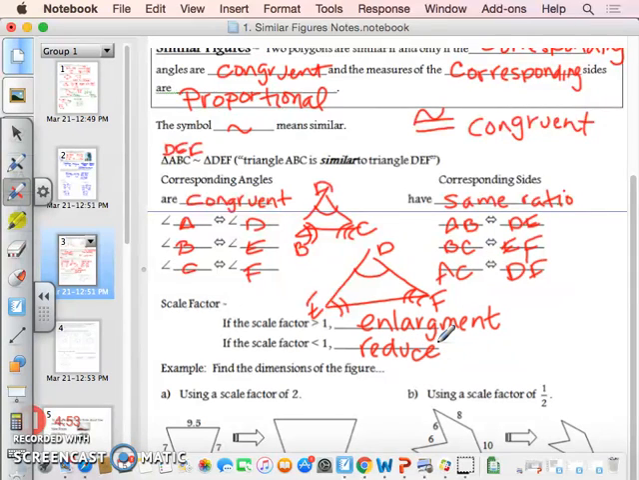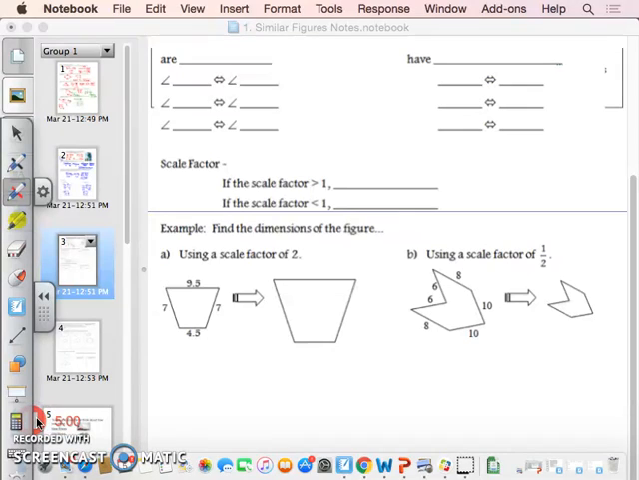Okay? So let's look at some examples here. First thing when I'm looking at a scale factor is I always think of new shoes over old shoes. And so here they're telling me my scale factor is 2. So I know that this is going to be 2 times larger than this one. So I always like to label my images. That's the old image and this is the new image.